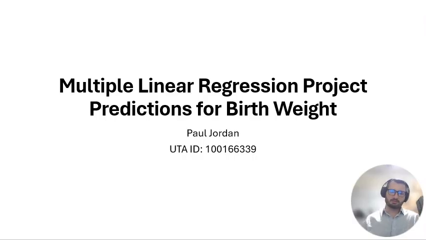So this analysis builds on my linear regression project, which focused on just term for birth weight, and then we'll be adding extra factors as well.